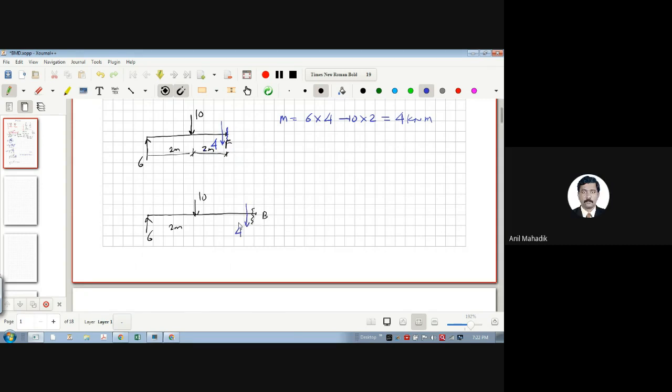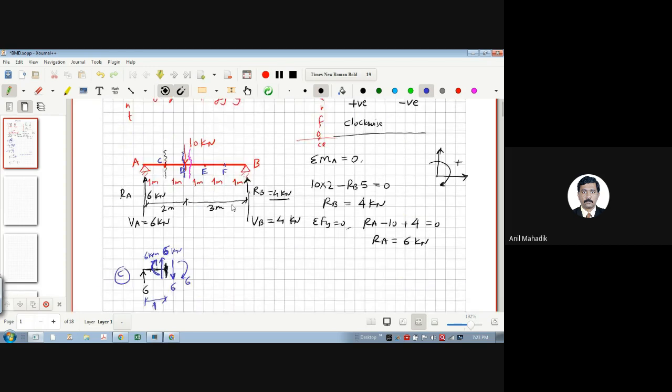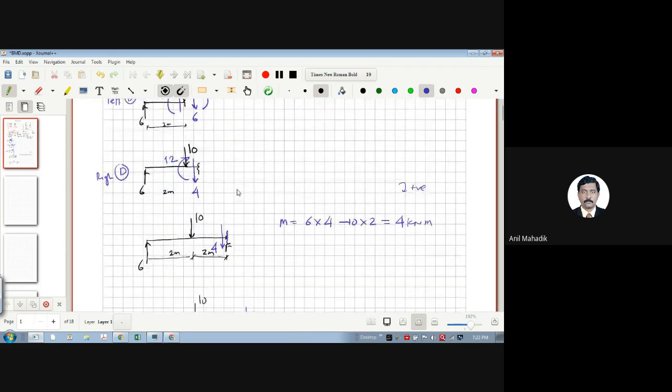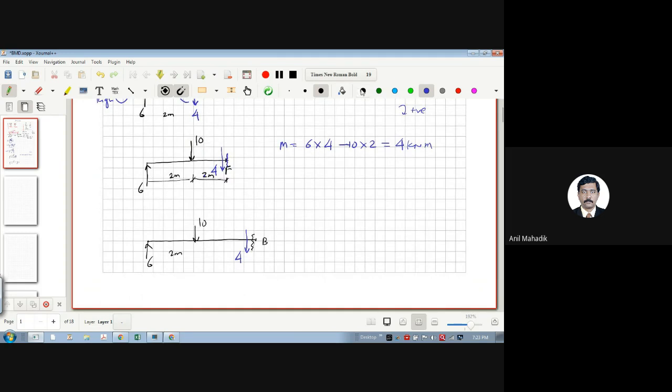And how much moment will come? Now from here, what is our distance from the point load onward? It is 3 meters. So this is your 3 meters from here to here. So tell me how much the moment is. 6 into 5, and minus 10 into 3, from here to here. So what will be the value? 0. That means at RB, here the moment is 0.